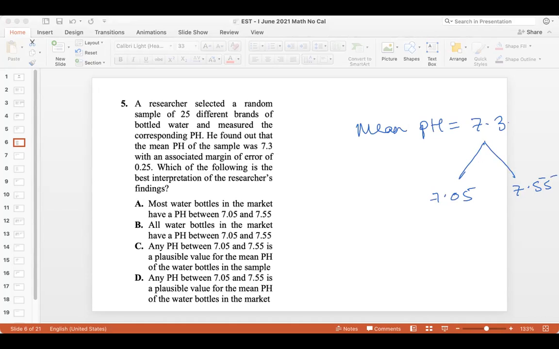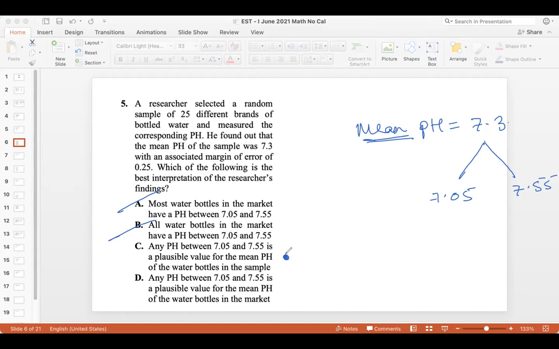Most water bottles in the market have a pH between 7.05 and 7.55. No, this is the mean pH, so the values can be outside this range. All water bottles in the market have a pH... No, again, the values can be outside this range. Any pH between 7.05 and 7.55 is a plausible value for the mean pH of the water bottles in the sample. Yeah, this is a good option.